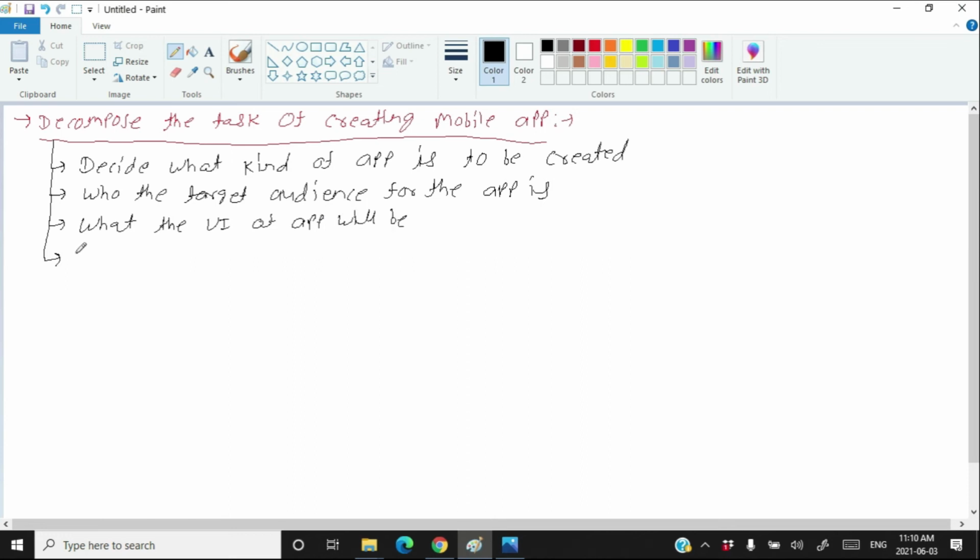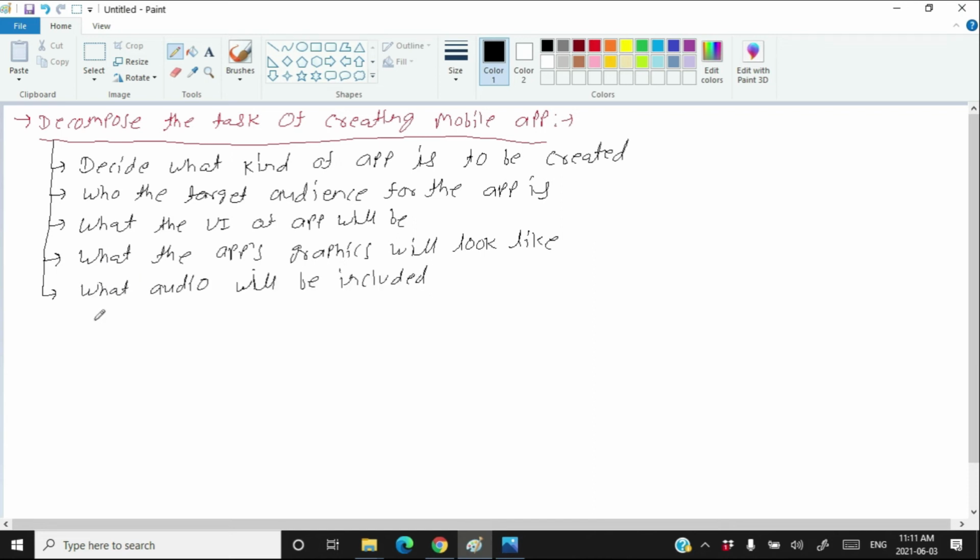What the app's graphics will look like. What kind of audio you are going to include in your app. What software platform will be used to build the app. How the user will navigate the app.